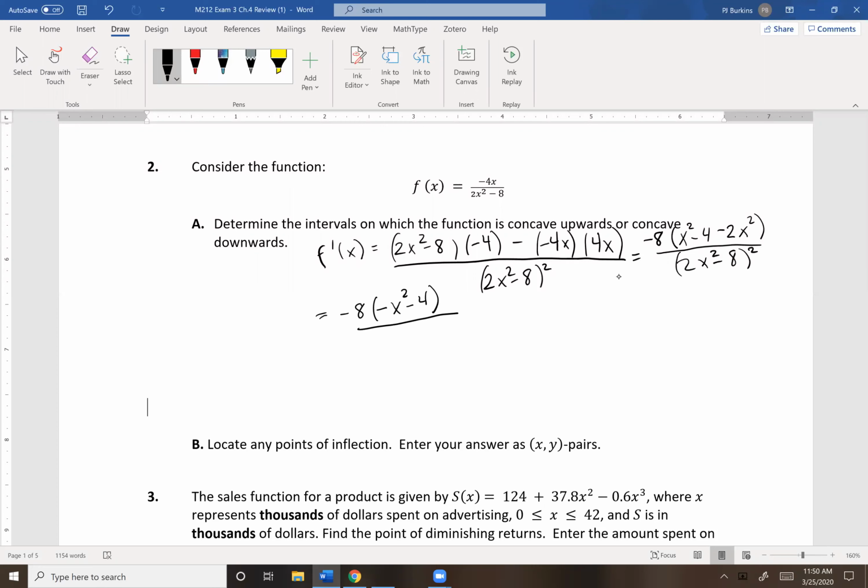Then down here, again, I'm going to take out a 2 out of this. I guess I'll do this in 2 steps. So if I take a 2 out, it would look like this. If I want to take it out of the parentheses completely, I'd have to square it, and it would become a 4. Everybody okay with that?